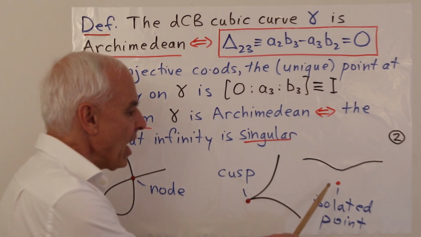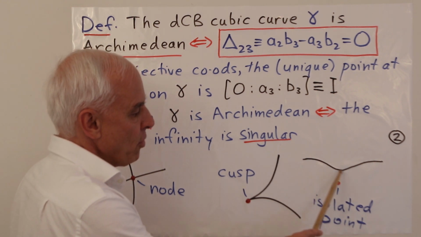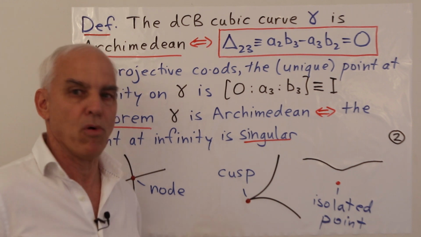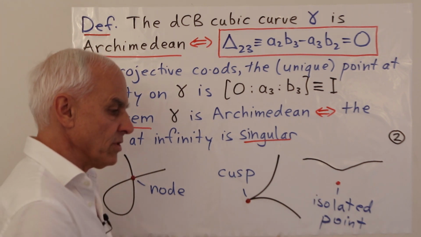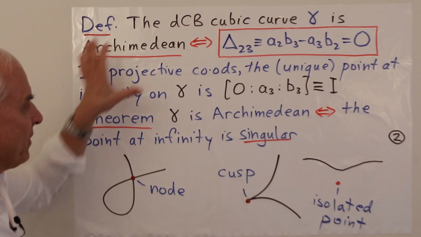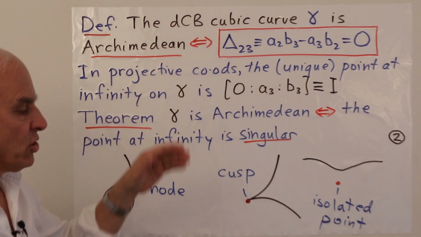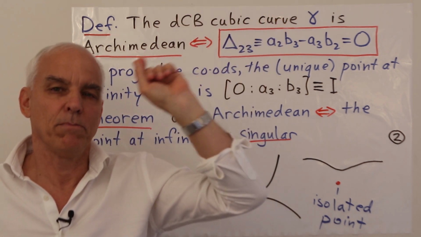And here's another kind of example of a singular point. You have an isolated point where most of the curve is over here, and then there's this one point which is off by itself. Again, here obviously there's no tangent to the curve. This theorem is saying that this Archimedean condition is geometrically equivalent to the point at infinity actually being singular.